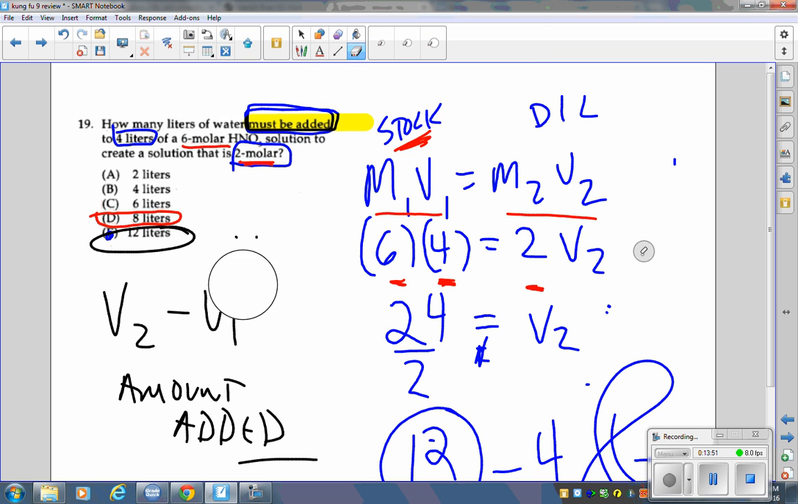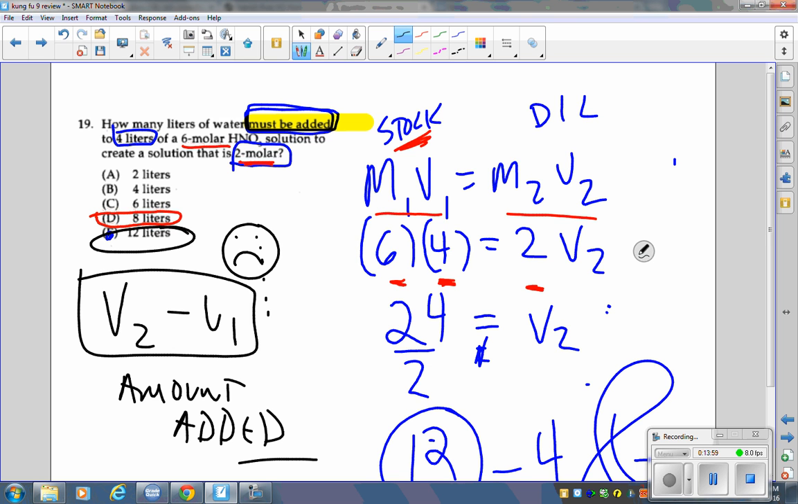Sad face. Why? Because College Board is dirty. That's why. Because look, they ask you how much has to be added. If you start with 4 liters, your total volume you need at the end is 12 liters. So you have to take V2 minus V1.